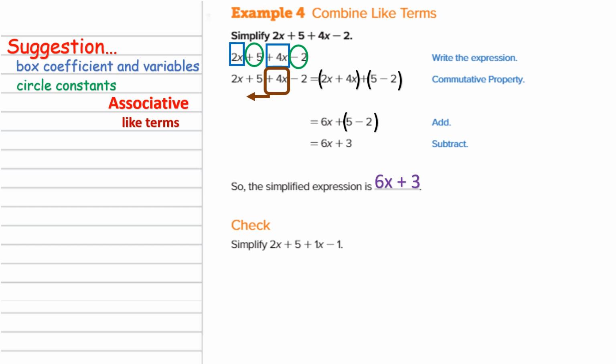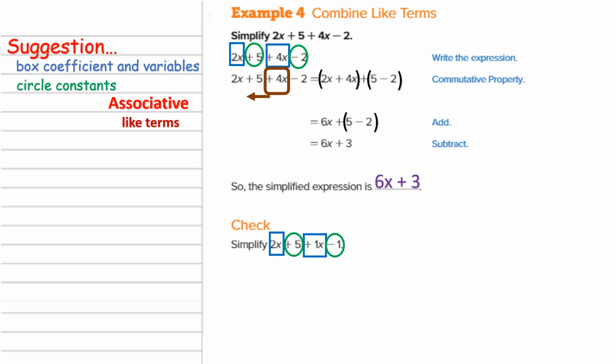So let's look at the check. I would, once again, box your coefficients and variables. You have 2x and you have plus 1x. Then, when I look at the constants, I'm going to circle those. I have plus 5 and minus 1.